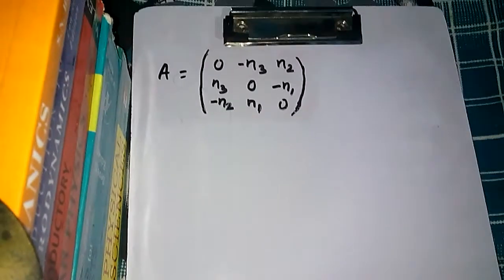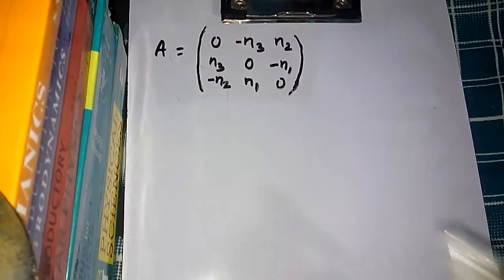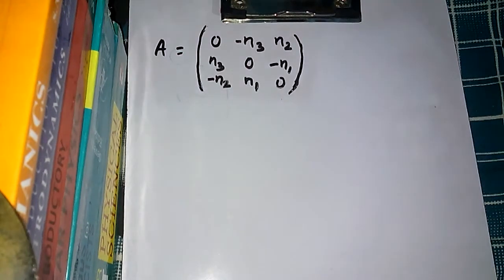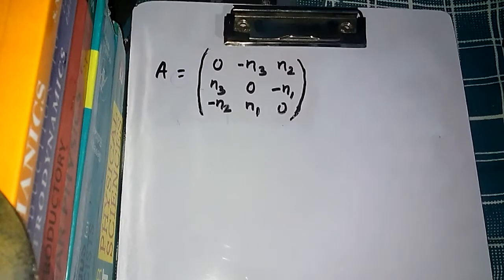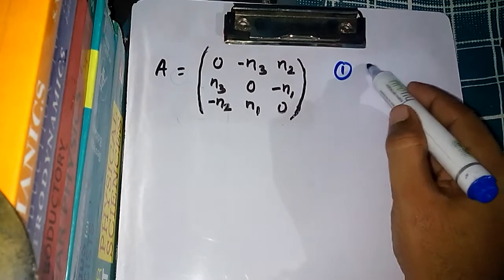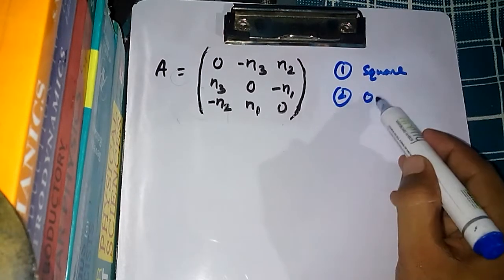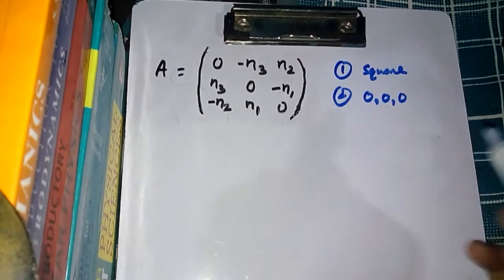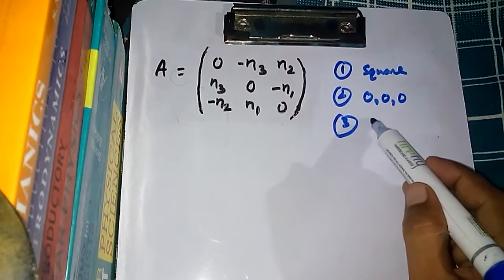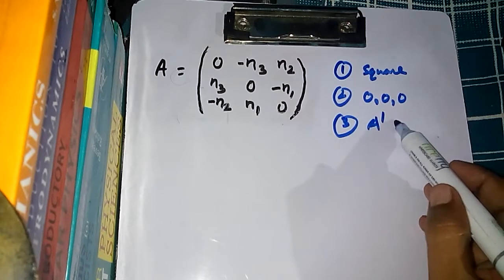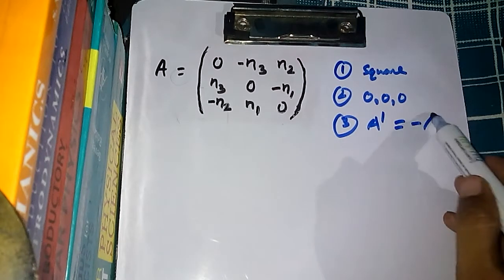So first of all, antisymmetric matrix. This is our given matrix. I have already written it down. For a matrix to be antisymmetric, there are 3 conditions. Number 1, the matrix must be a square matrix. Second, the diagonal elements must be 0. And third, on taking the transpose of the matrix, we should get the negative of the matrix.